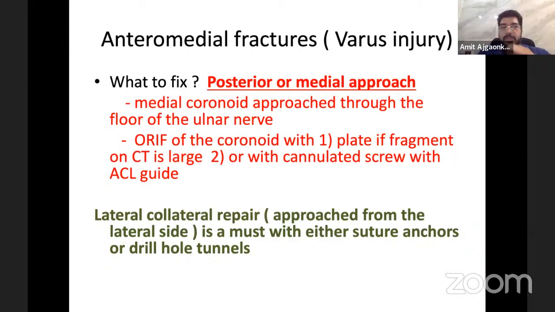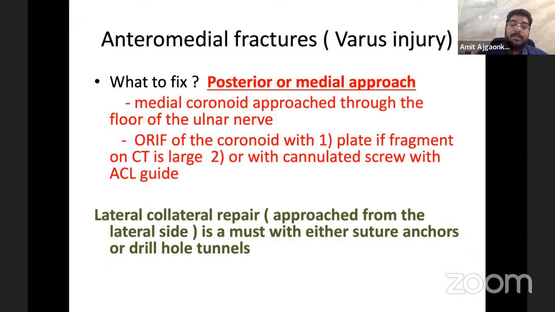So what you need to do is go from the medial side also. The medial coronoid is approached through the floor of the ulnar nerve. First decompress the ulnar nerve, and then go through the floor of the ulnar nerve between the two heads of the flexor carpi ulnaris. One head goes up and the other head on the ulna remains down, and you approach from the medial side. So a small plate or cannulated cancellous screws using an ACL guide can be fixed. Lateral collateral repair is a must, even if you have done a medial repair.